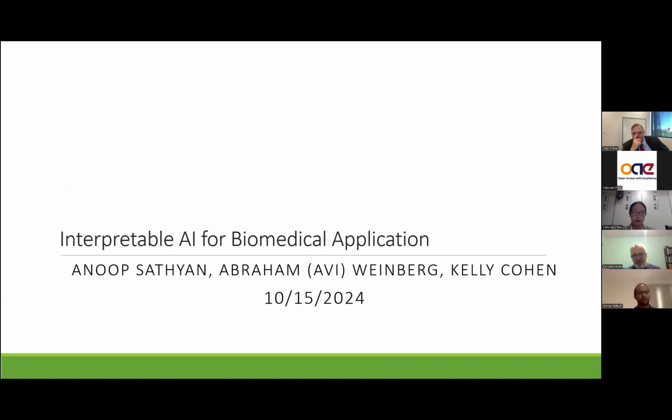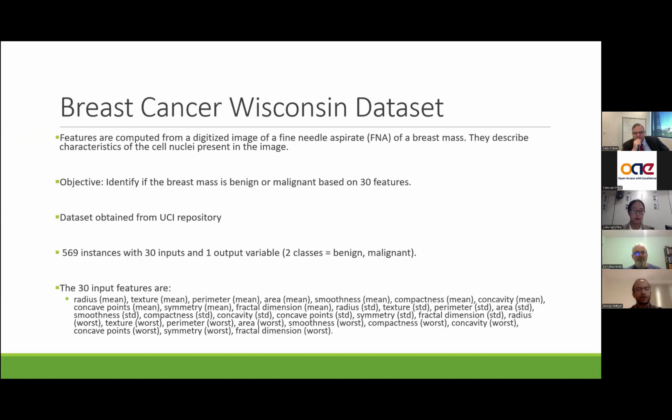I'll talk about our paper, Interpretable AI for Biomedical Applications. This was co-authored by Abraham Weinberg, who is on the attendee list, and Dr. Cohen. This paper talks about using explainable AI methodologies, that is LIME and SHAP, on the breast cancer Wisconsin dataset. This is a very popular dataset on the UCI data repository.